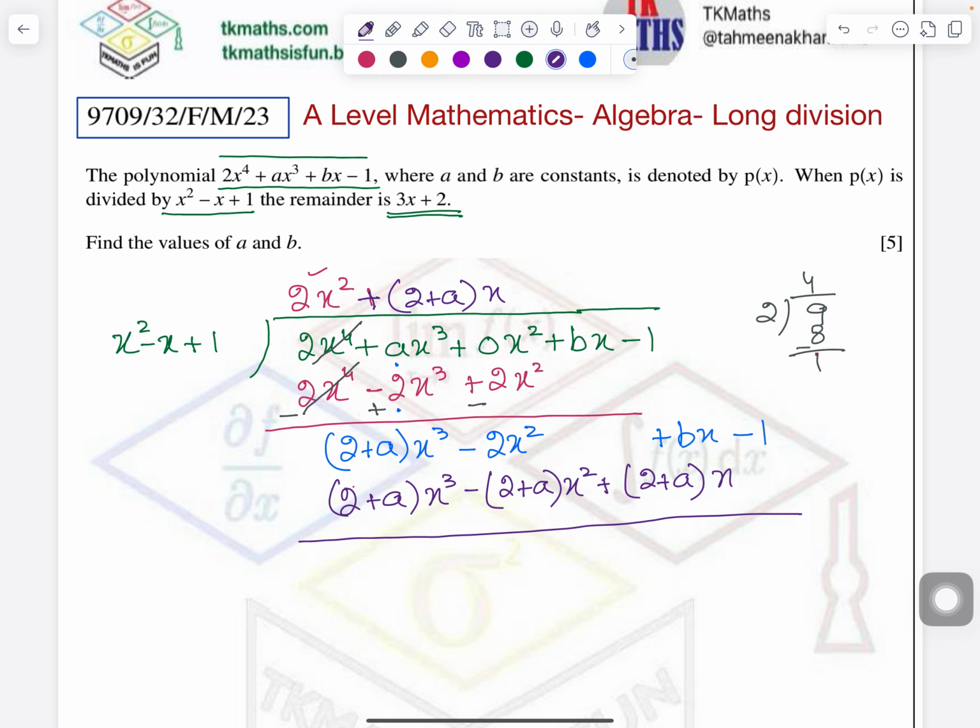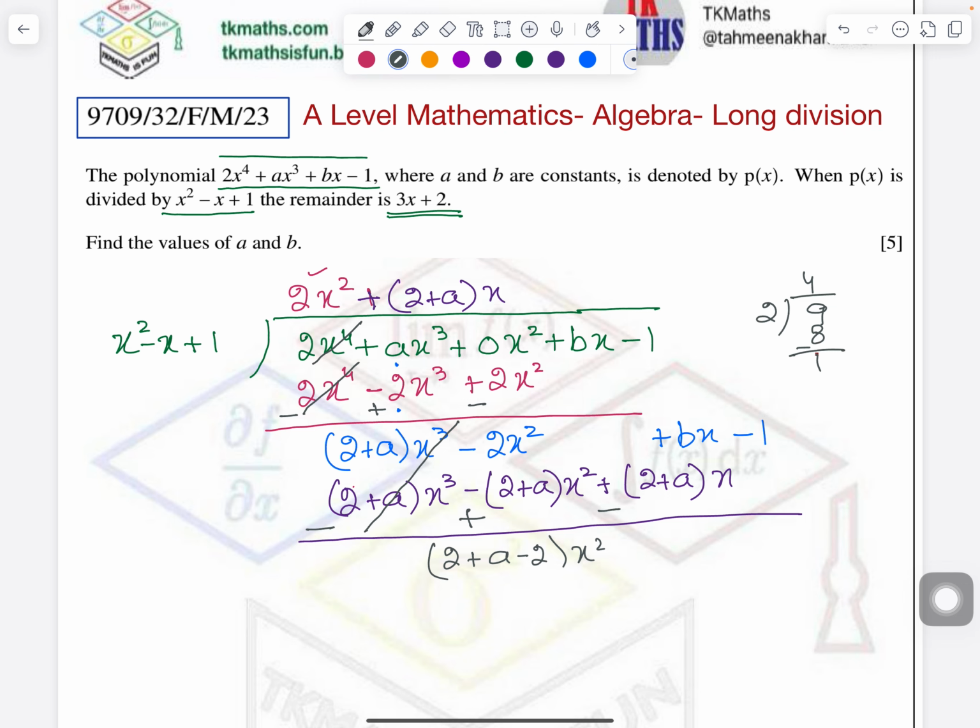Okay, now the signs will change: minus, plus, minus, because of the subtraction. This term will cancel out. So now the coefficient of x² is 2 + a, which I'm getting from here, and this is −2. So I will write −2, and it is x².